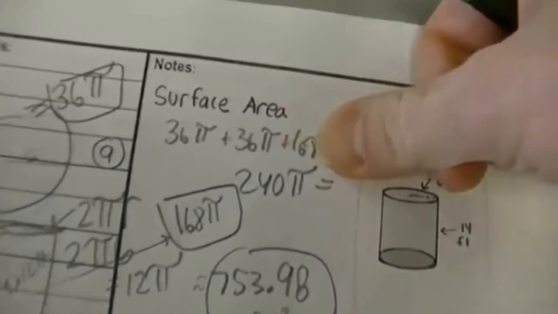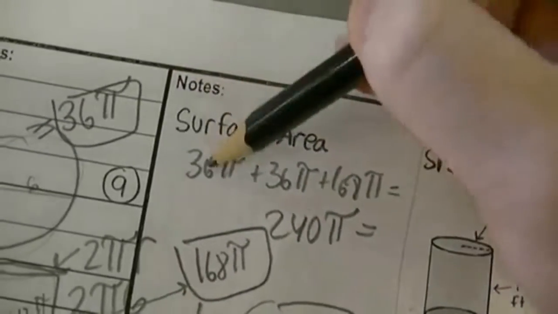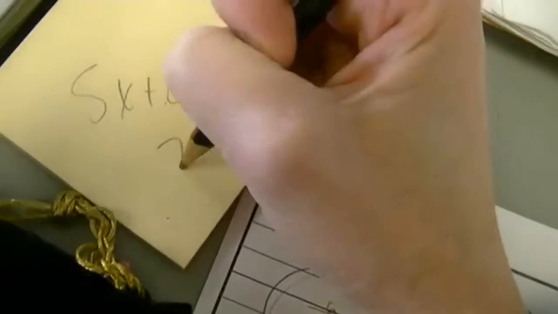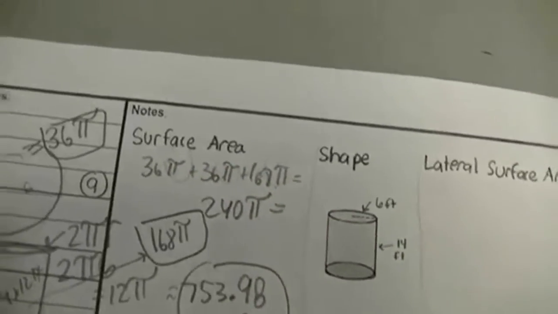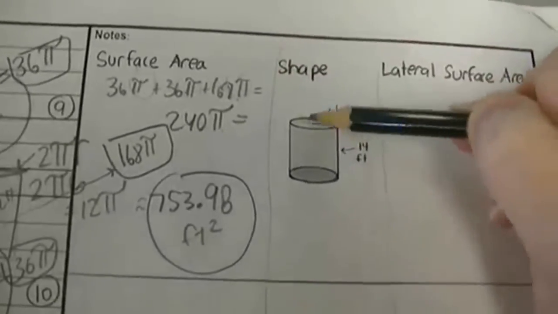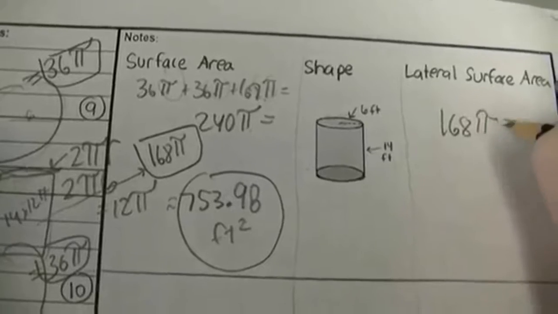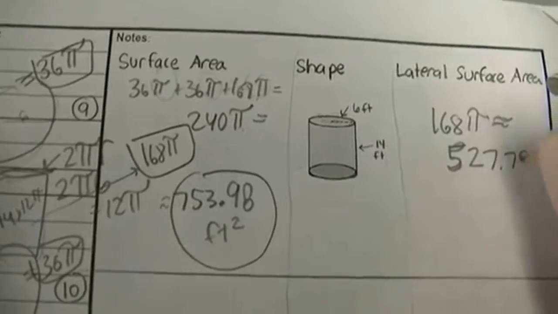If one of them did not have that, then you can go 36 pi plus 36 pi plus whatever that is. Okay, the only reason I was able to add this plus this plus this is because they all ended in the pi. Like terms, you know? Like if it was 5x plus 2x plus 3x, that would equal 10x. Okay, because they all have the same ending. All right. Lateral surface area, you're going to exclude the two circles, so it's just really going to be this 168 pi, which is approximately 527.79 feet squared.